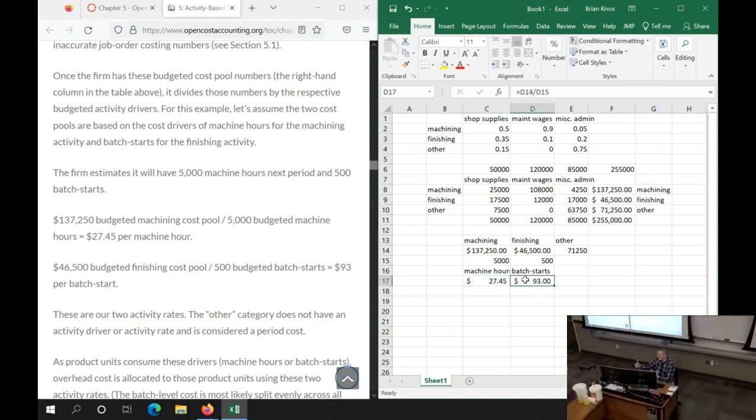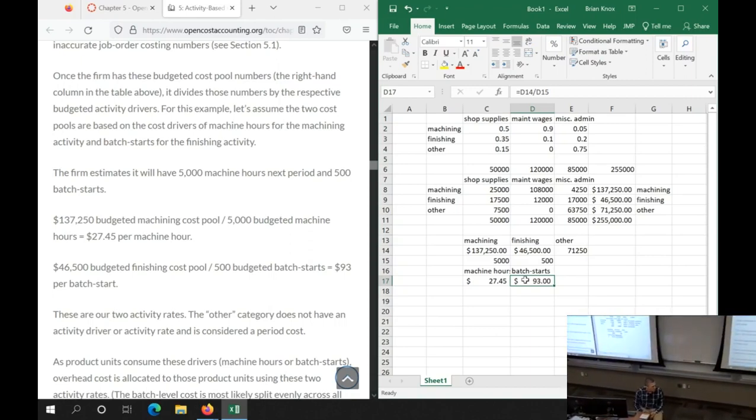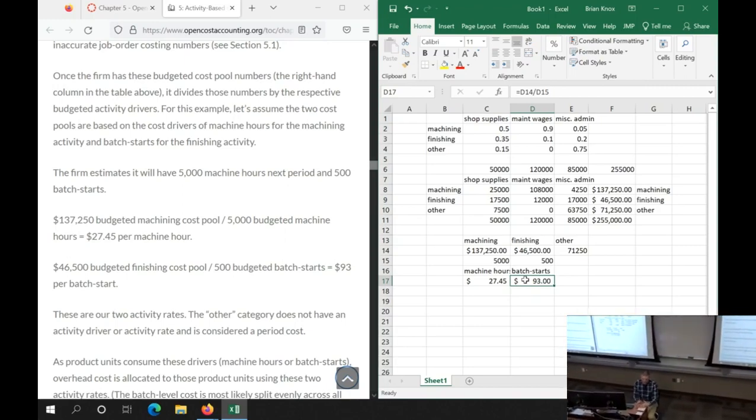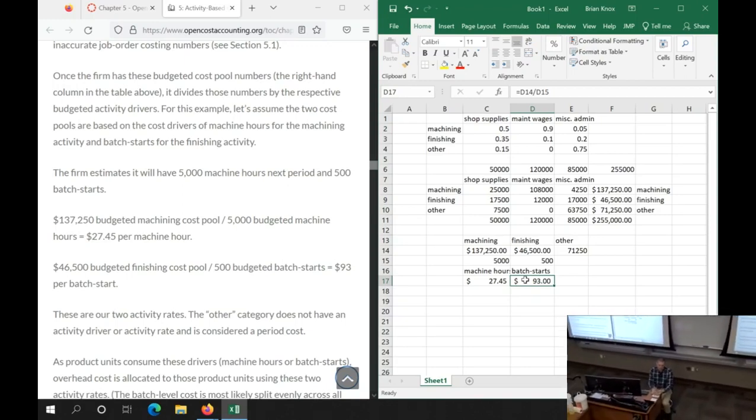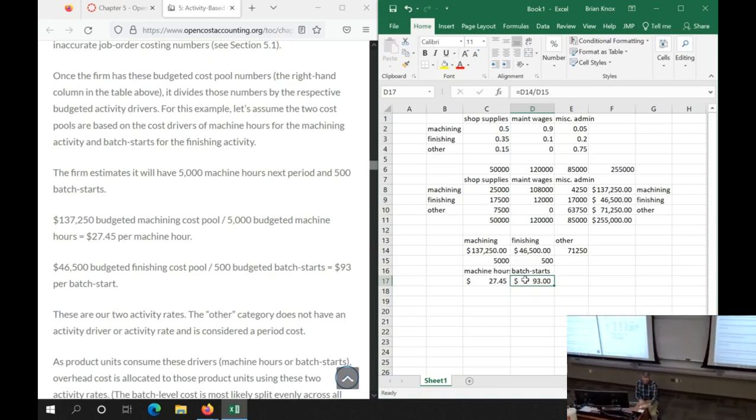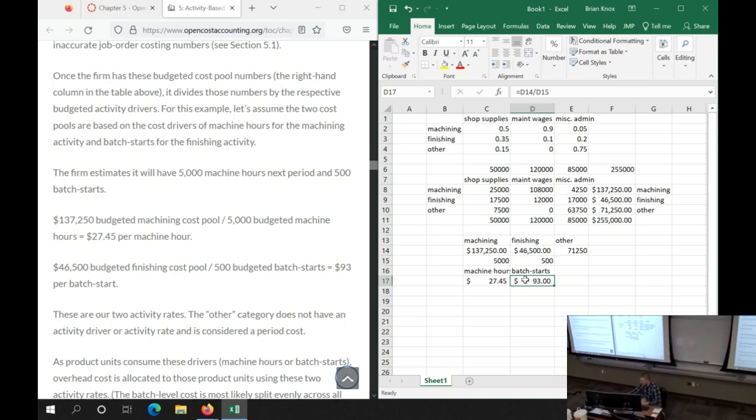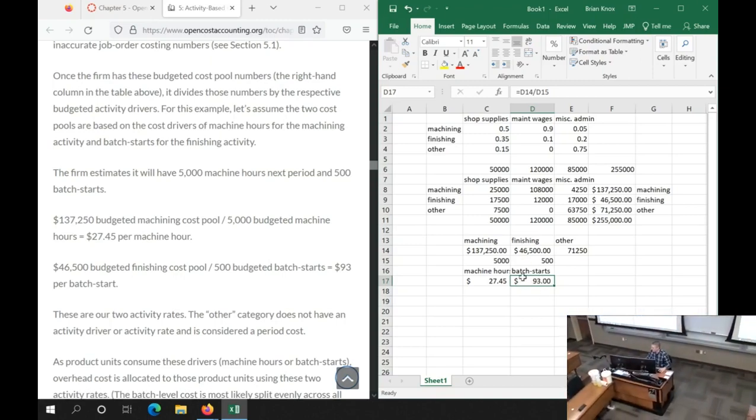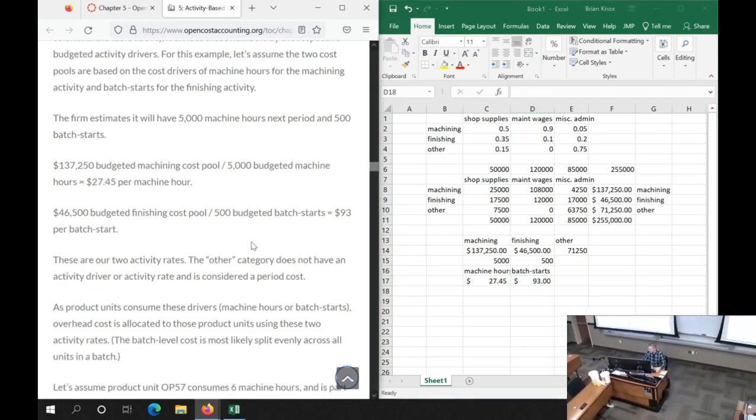And for every time we start a batch, now the rationale here, in case this seems weird, the reason why you might do that is, let's say we have some machinery, and we have to clean the machinery or reset the machinery in some way each time we start a new batch, which likely consumes labor and materials, wear and tear on the machinery, a bunch of overhead costs associated with that. So we might have a driver of just batch starts, and the finishing activity seems to be associated with that in this example. We're going to charge the batch $93 every time it starts. All right, so that's the basic idea there.